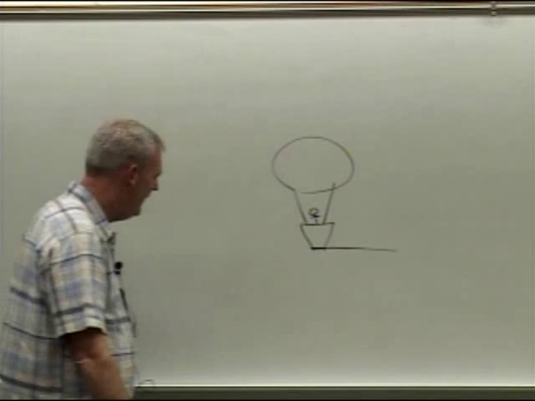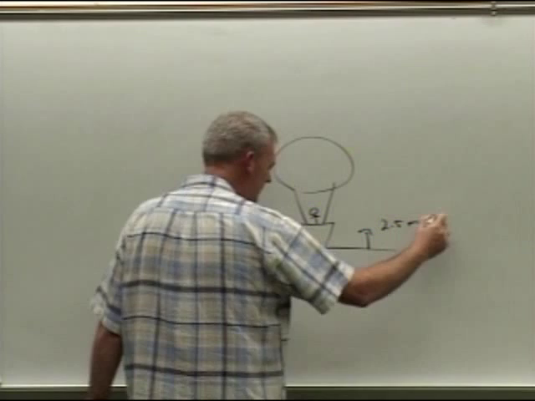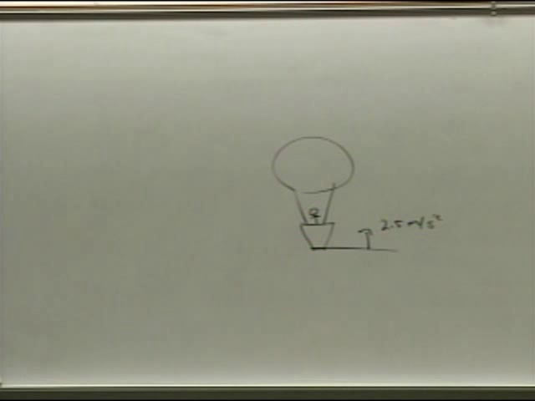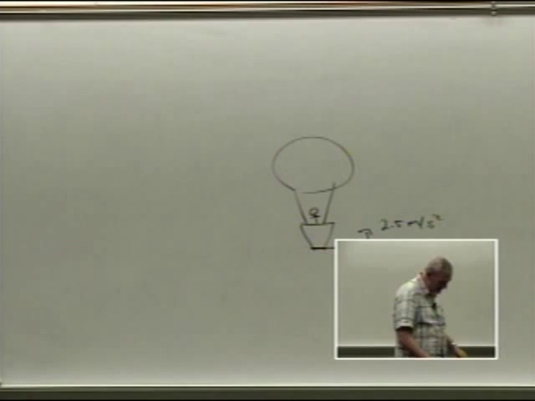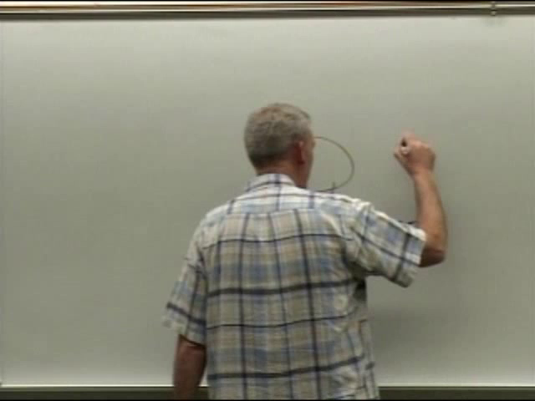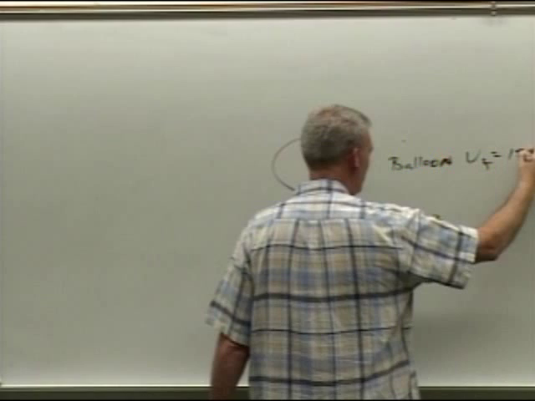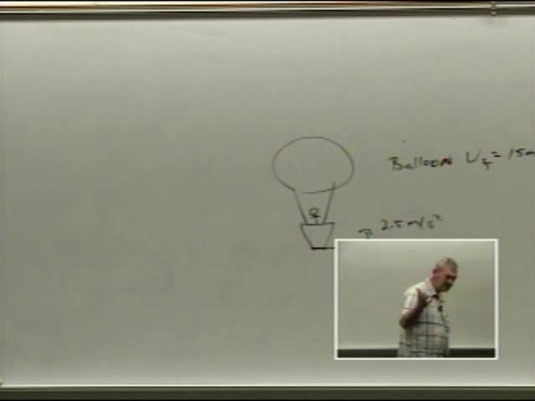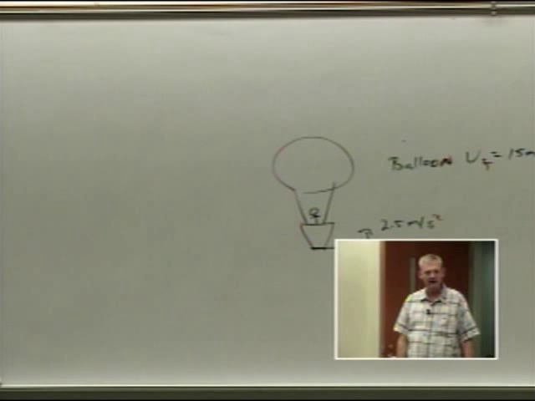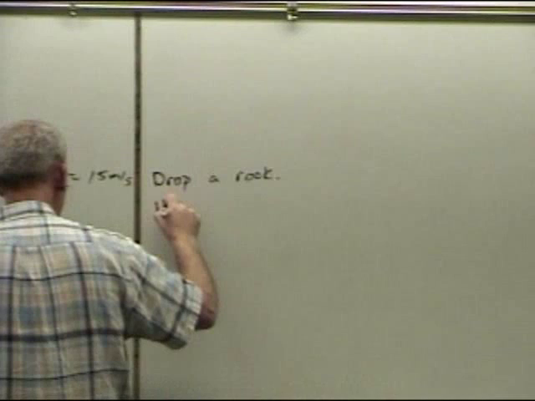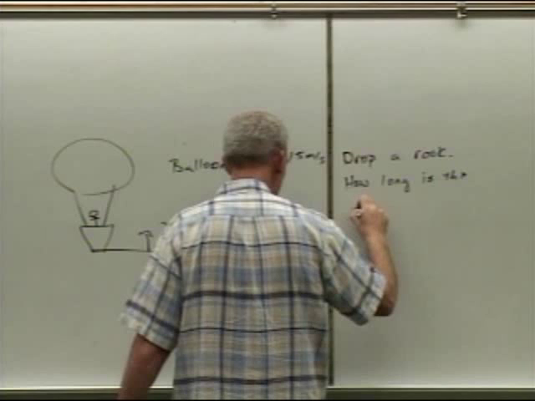But anyway, the balloon is going to accelerate upward at 2.5 meters per second squared. That's its overall acceleration, so it's accelerating pretty fast, and that accounts for the pull of gravity. When the balloon gets to a final velocity of 15 meters per second, right at that instant, we drop a rock, okay? We want to know how long that rock is in the air. How long is it in the air?